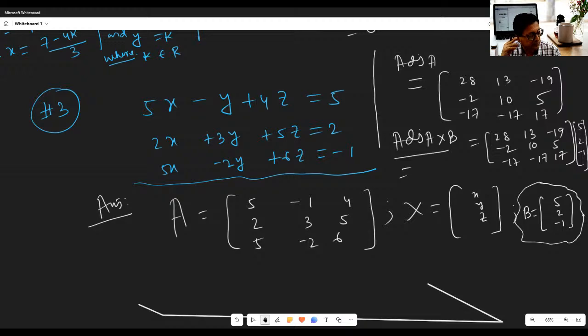Sir, I have taken the transpose of the cofactor matrix. You have not taken the transpose. No, sir. So let us take the transpose. Adjoint A will be the transpose of this. You will definitely take adjoint A as the transpose of this thing.